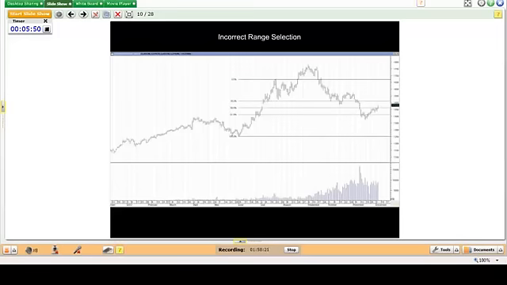Okay, now let's move to the next slide. This is selecting a range using the gap. Notice the gap is centered in the midst of this gap up.